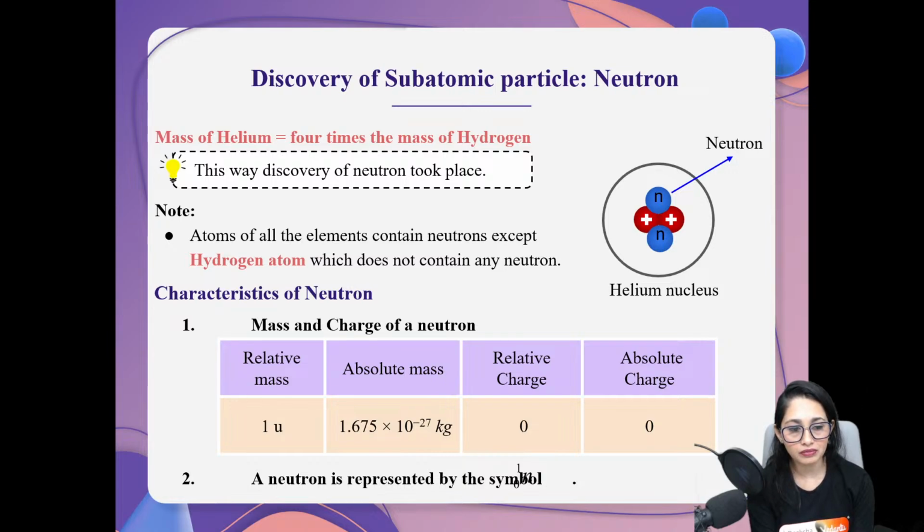So what are the characteristics of the neutron now? Its relative mass is almost equal to the relative mass of the proton, so the absolute mass is also going to be almost the same. Relative charge is 0. Absolute charge is also 0. This is how we are going to represent the neutron: on top, on the head, we represent 1, and at the bottom, subscript 0. Okay, 1 and 0.